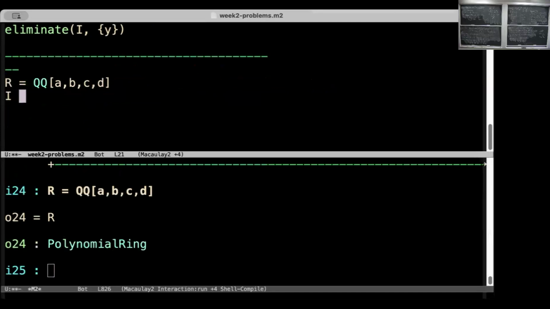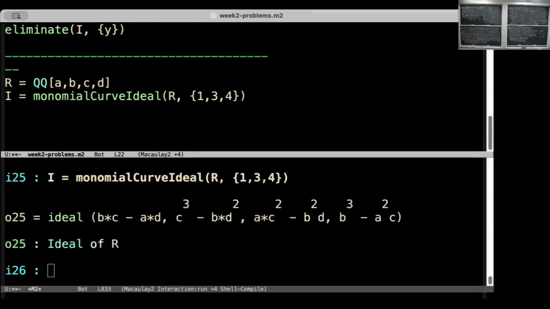Okay. And I'm going to use a function called monomial curve ideal to just give me quickly an ideal that's a little less trivial. Okay, so this is an ideal that is the image of the rational quartic curve in 3 space. And it's generated by 1 quadric and then 3 cubic equations. And now I can do C is equal to the resolution of I.